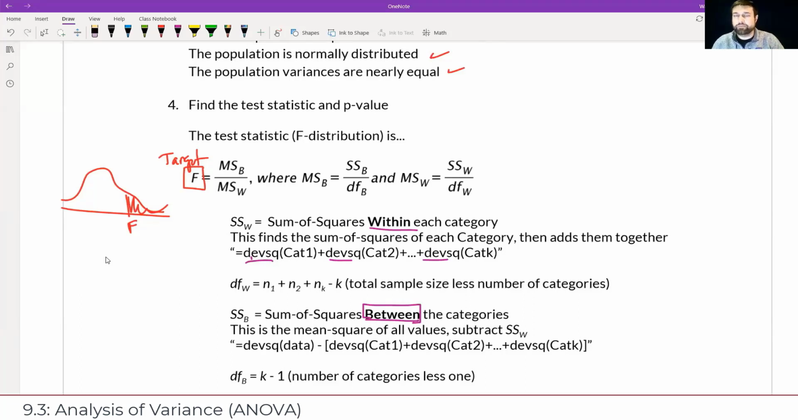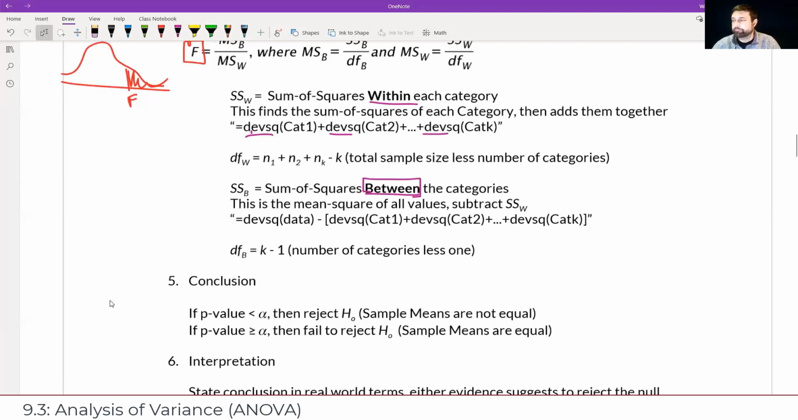Again, you don't have to memorize this. You're not going to be quizzed on it. We're just trying to explain how this monster is built, okay? The degrees of freedom is pretty easy. That's the number of categories minus 1.